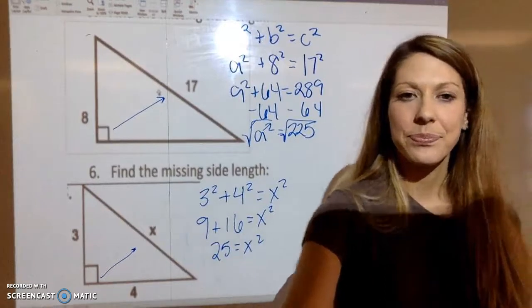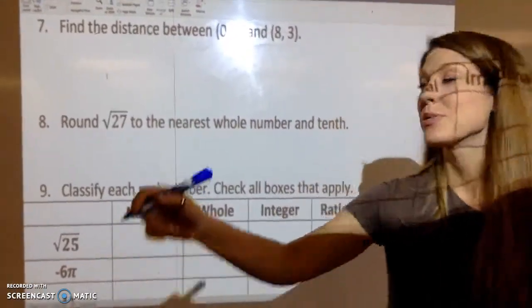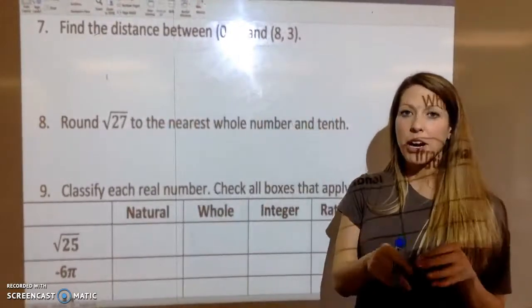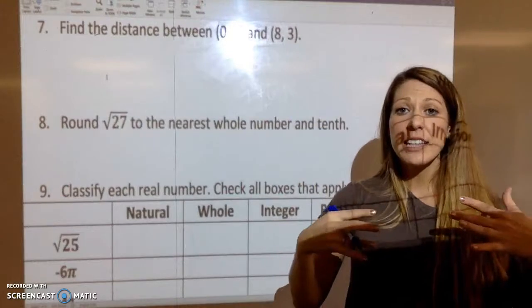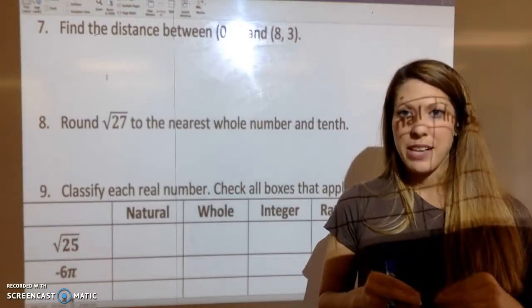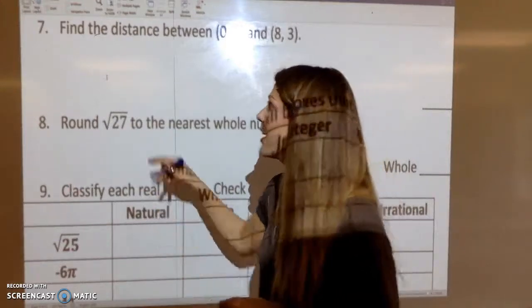All right, 7 was a longer problem. You've got your paper. This is (0, 0) and (8, 3). This one's longer because the distance formula is a long formula. You do need to have memorized the distance formula.